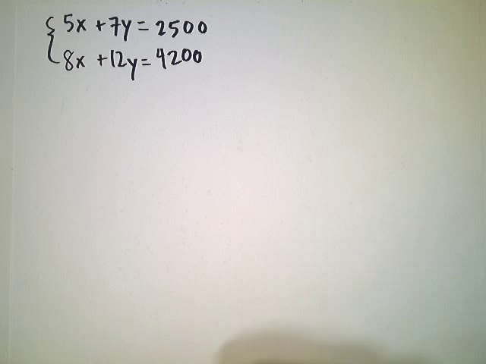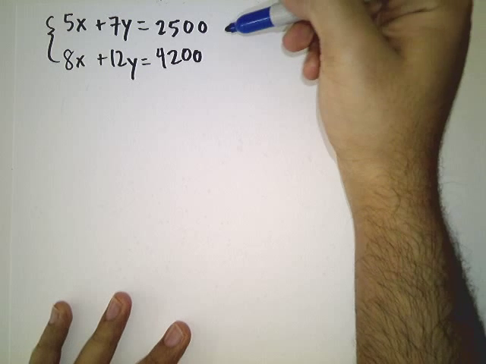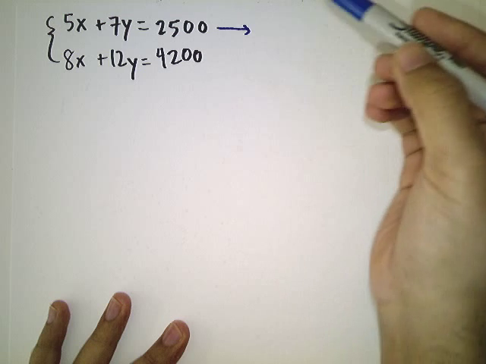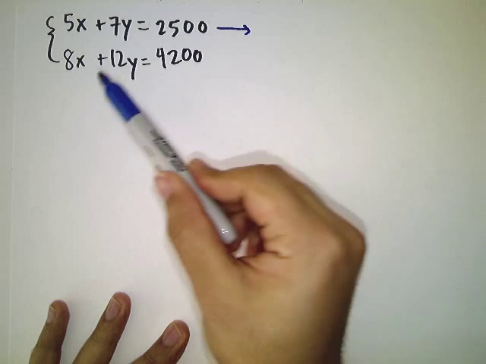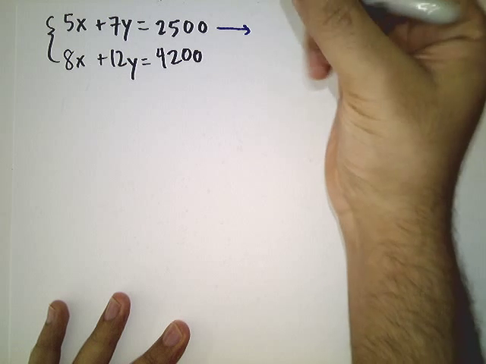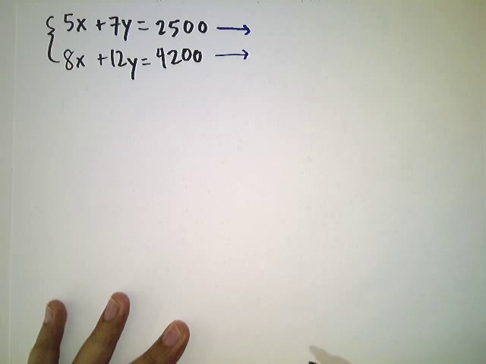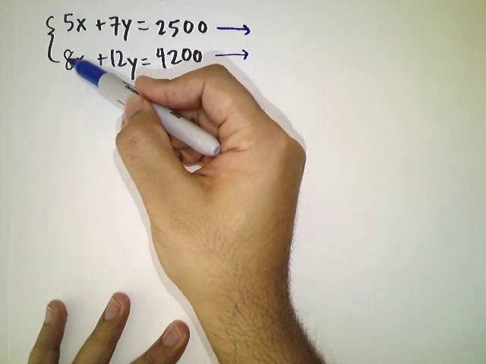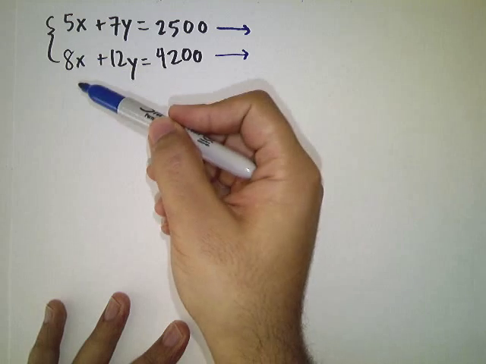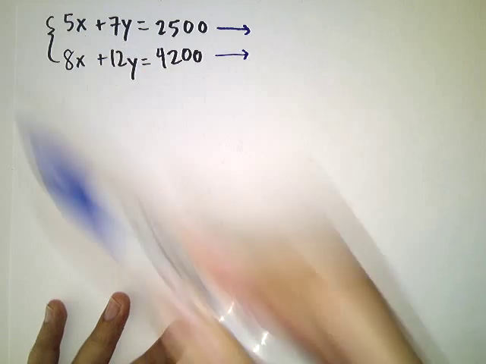So here's the idea. The question we have to ask is, what would I multiply this top equation by in order to get it into something that would have a coefficient that differs only in sign from the bottom coefficient? My strategy here is I want to turn both 8x and 5x into positive 40 and negative 40, because 8 times 5 is 40, and 5 times 8 is also 40.